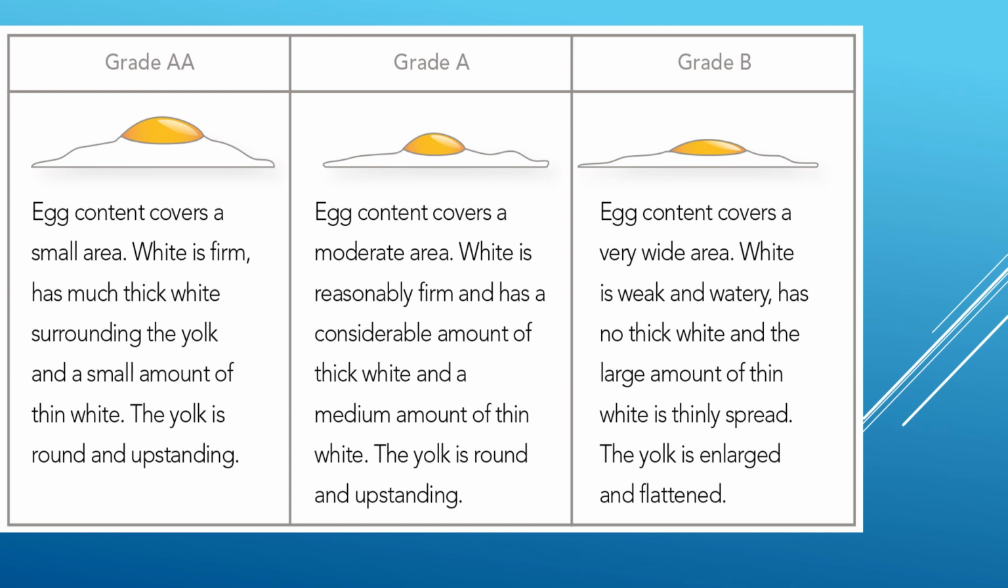While in grade A, the egg content covers a moderate area, the white is reasonably firm and has a considerable amount of thick white and a medium amount of thin white. The yolk is round and upstanding. While in grade B, the egg content covers a very wide area, the white is weak and watery, has no thick white, and a large amount of thin white is thinly spread. The yolk is enlarged and flattened.